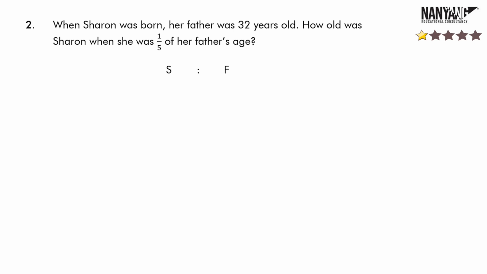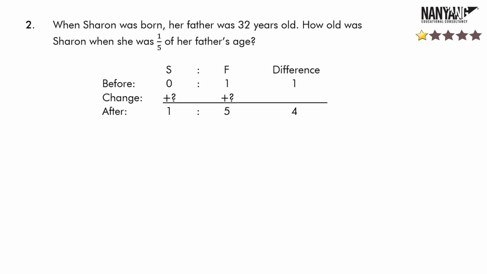Alright, so let's write down the ratio of Sharon and her father first. Before, the ratio will be 0:1. And after the change, we don't know how many years has passed. Sharon's age is to her father's age will be 1:5. Now let's look at the difference. On the before row, it will be 1 part, and after will be 4 parts.